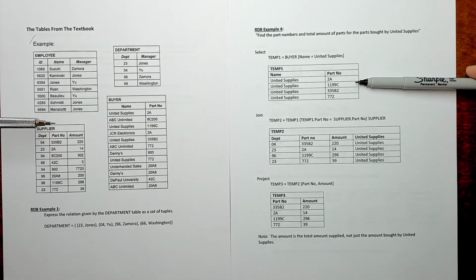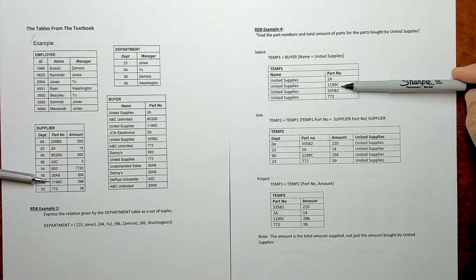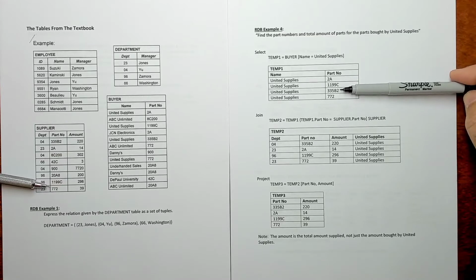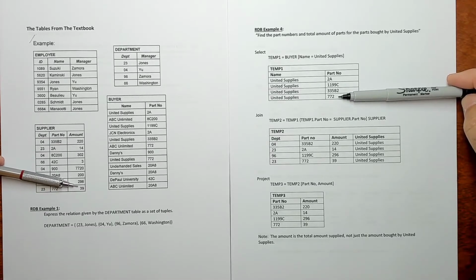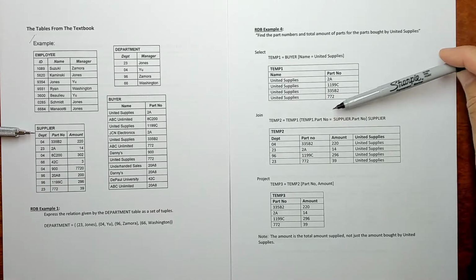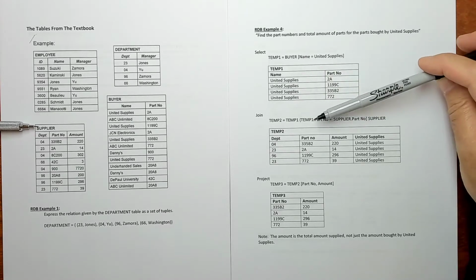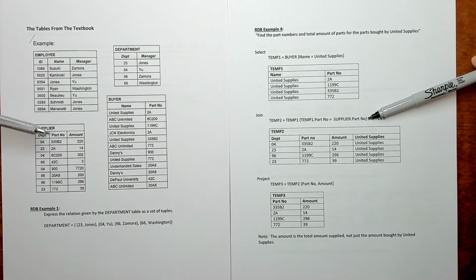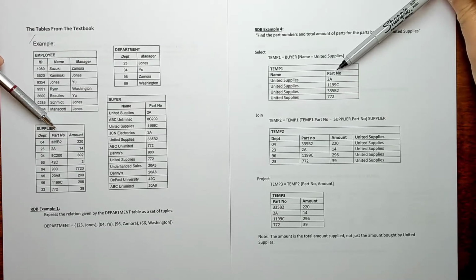Then we need to do a join to pick up the part numbers, right? Because these parts, 2A, there's 14 of those guys, 1199C, there's 296 of those guys. We're trying to count the part numbers, right? 33522B2, there's 220 of those guys, and then this 772, there's 39 of those guys. So we got to join on the part number. So we're joining this temp1 part number with supplier part number. We're joining the temp1 table, this table, with the supplier table, this table over here. We're joining on part number in these two tables here.